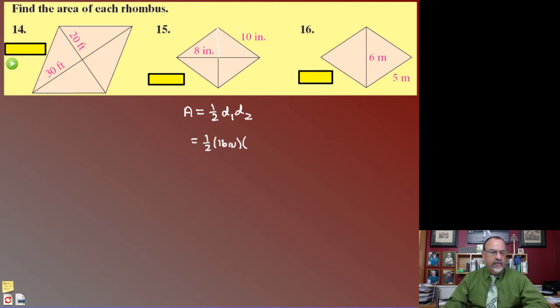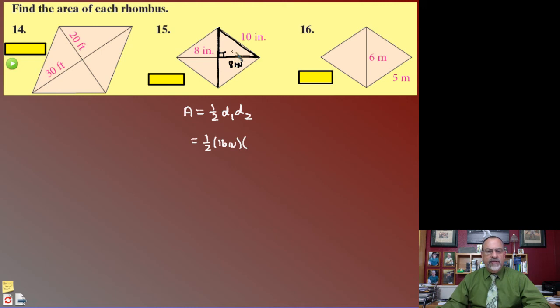Let me change colors here. Needs to go from here to here. Again, I know these are perpendicular, so this creates a right triangle. So I can use Pythagorean theorem then to figure out this side so that I can figure out this diagonal. Okay, so this is an 8 because both of those segments are the same.